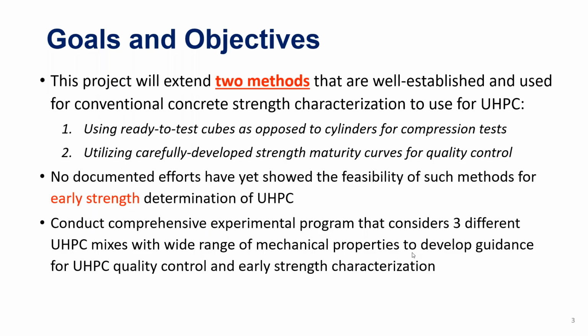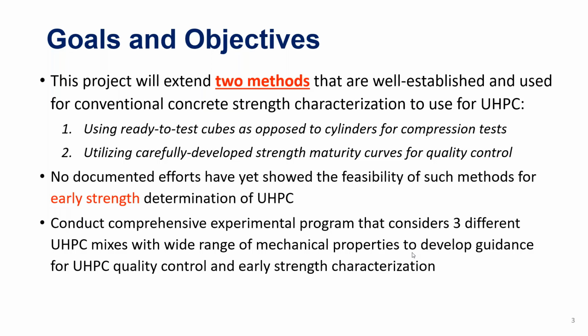So the goals and objective of this project is to check two of the current methods that people have been using for conventional concrete and see if we can use them for quality control purposes and to assess the strengths of UHPC on site, specifically early strengths. The first is to use cubes instead of cylinders, because cubes, you can test them on the clean sides without the need to prepare the surface or grind as we do for cylinders. Then it might be easier to test on site with minimal preparation.